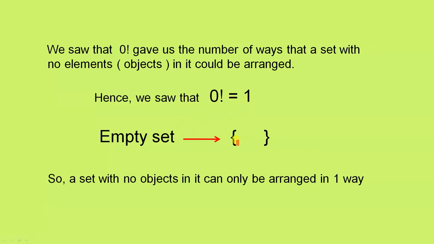Now this represents the empty set. In other words, a set with no objects in it can only be arranged in one way. So that's what this information here tells us. 0 factorial means that the empty set can only be arranged in one way, and there it is there as you see it.